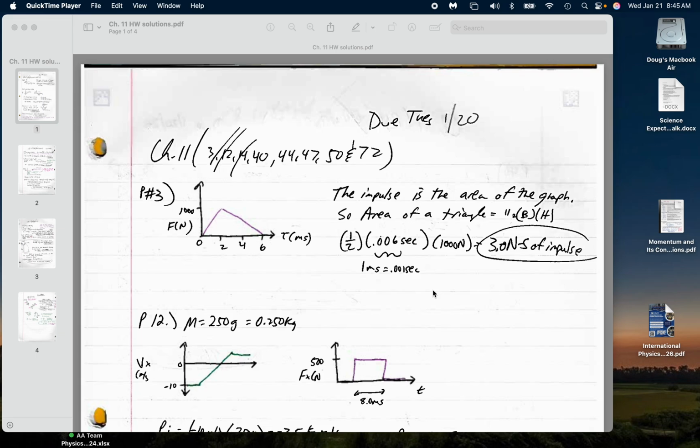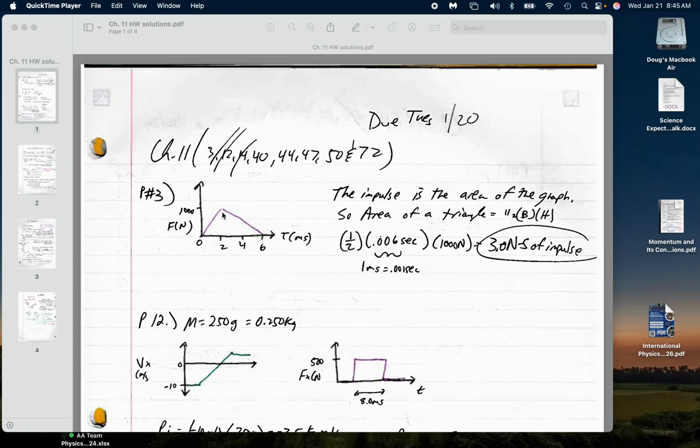To the chapter 11 homework, that's on momentum and impulse. So number 3 gave you this graph and it's asking you to determine the impulse. Well, impulse is the area of the graph. Technically that's the integral of F dt. In this case you have a variable force over a certain time interval.